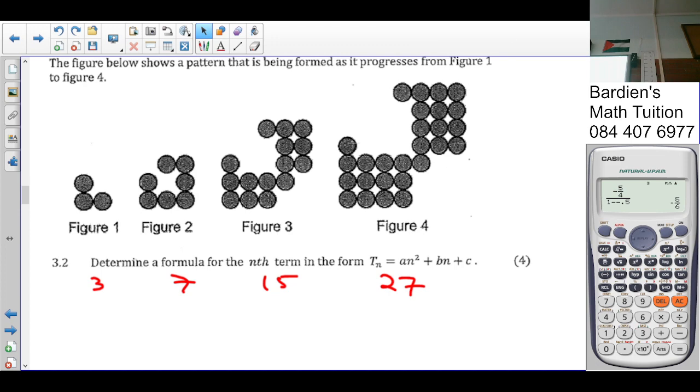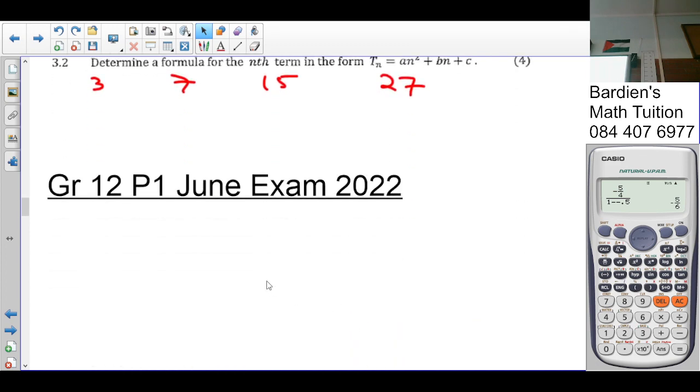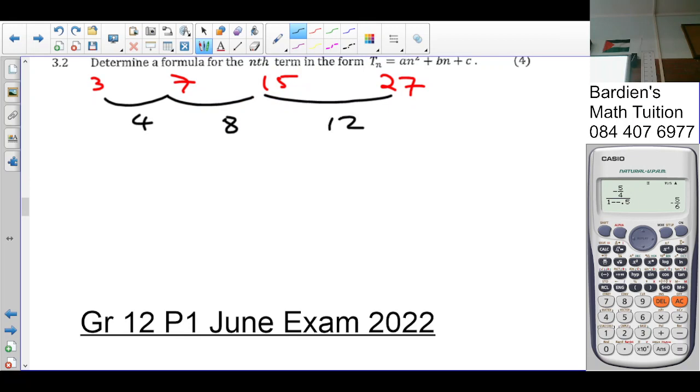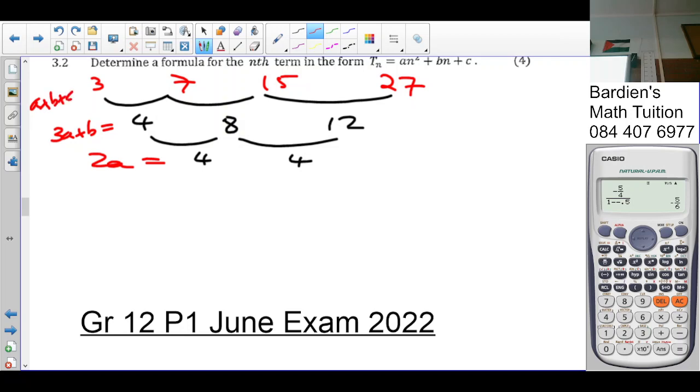All right. So to work out our general term, we needed those terms, which we do have now. When we work out our first common difference, it's 4, 8, 12. Is that correct? Then the second difference is going to give us 4. So what do I write on the side? 2a, 3a plus b, a plus b plus c.